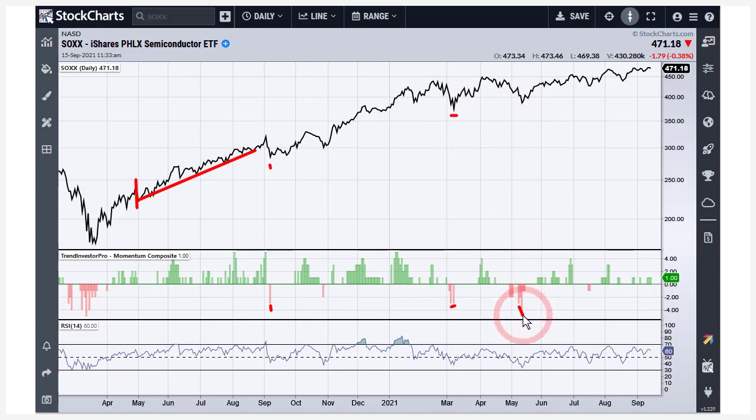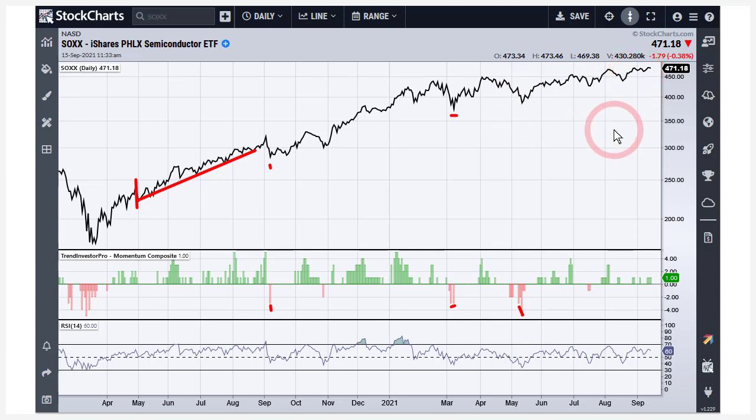We had a -3 and a -5, which means all 5 indicators were oversold. Now the -3 occurred in the middle of May, so it marked the low pretty well, the -3.5 there. And then we got this bounce here.